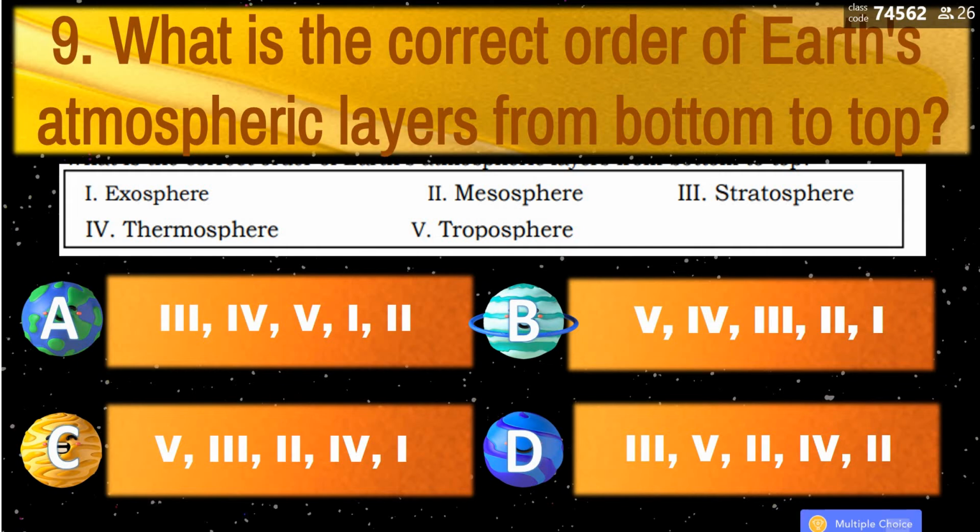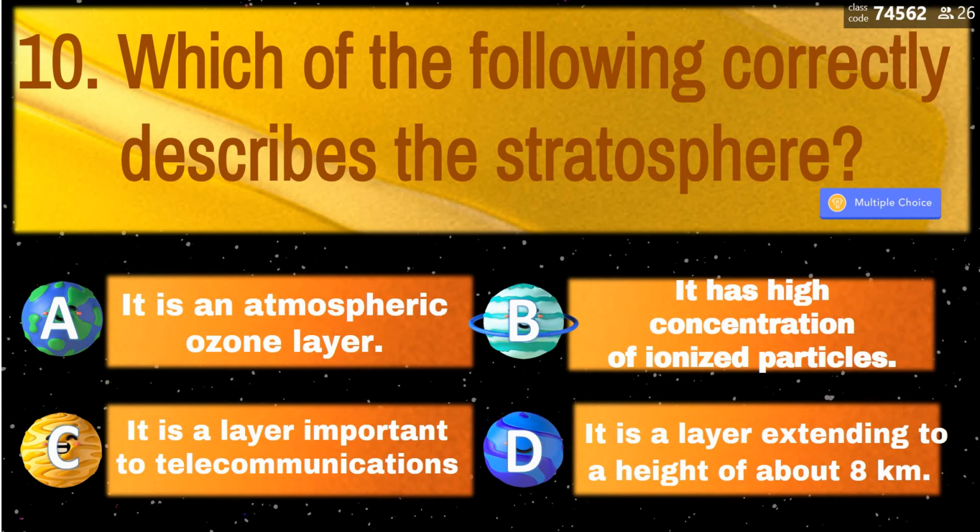Very good. Let's proceed with 10th question. Which of the following correctly describes the stratosphere? A. It is an atmospheric ozone layer. B. It has high concentration of ionized particles. C. It is a layer important to telecommunications. Or D. It is a layer extending to height of about 8 kilometers.